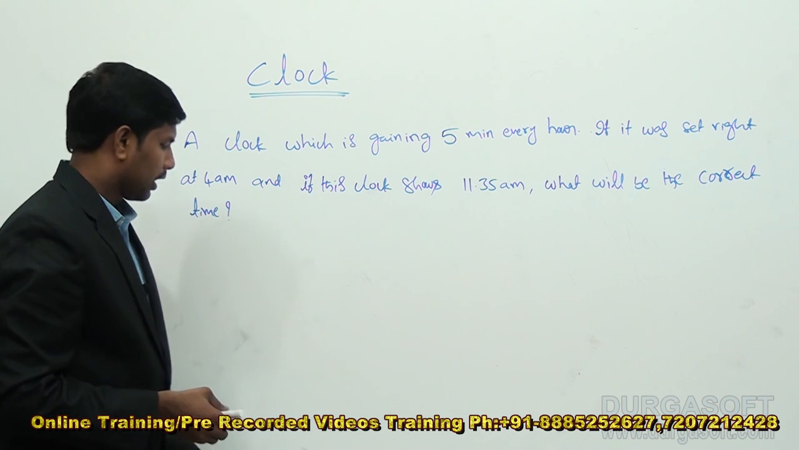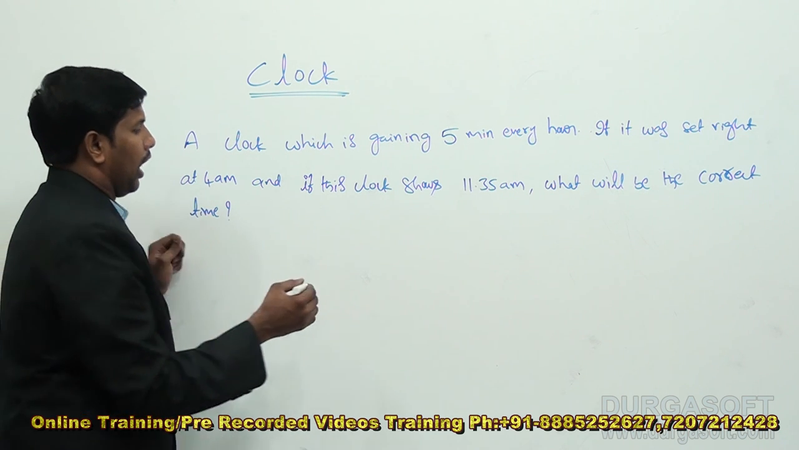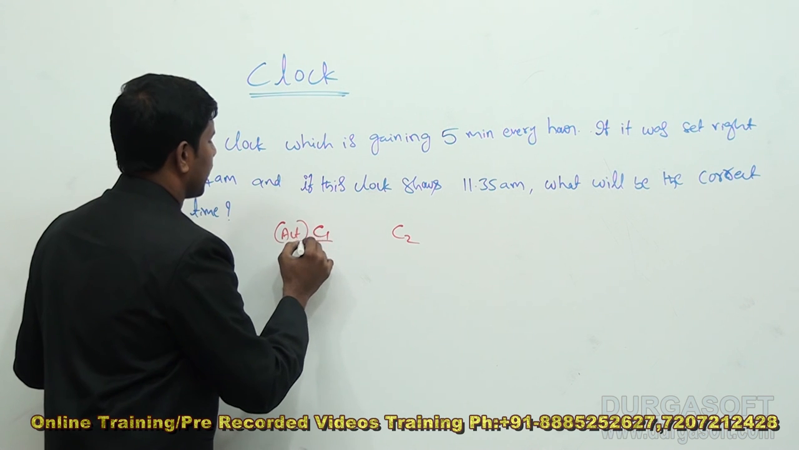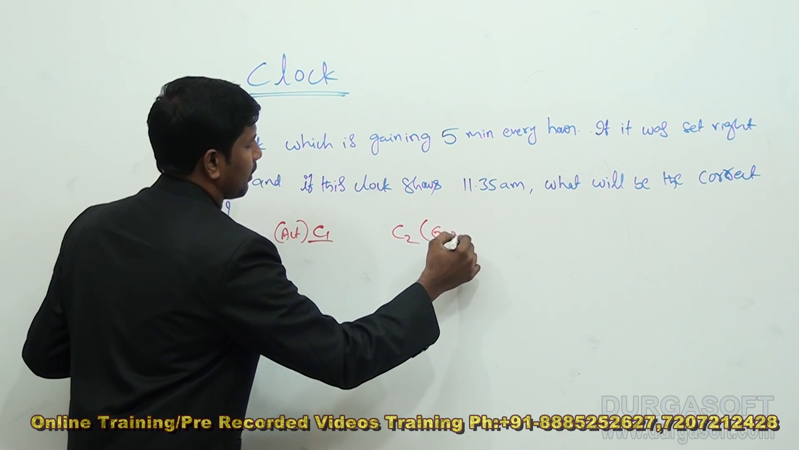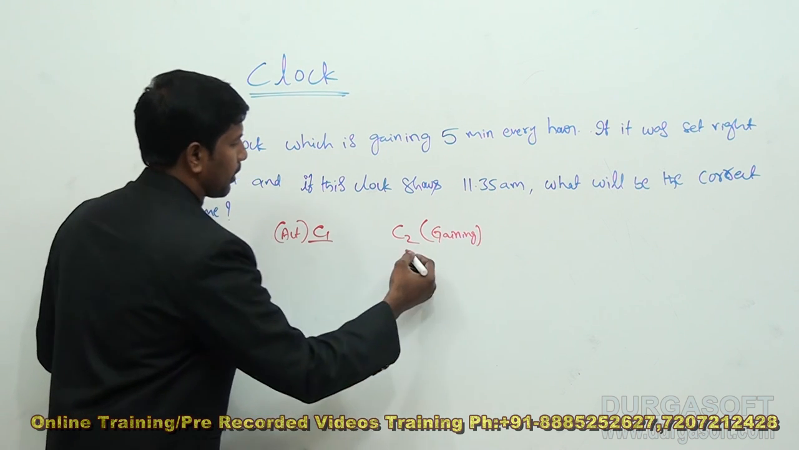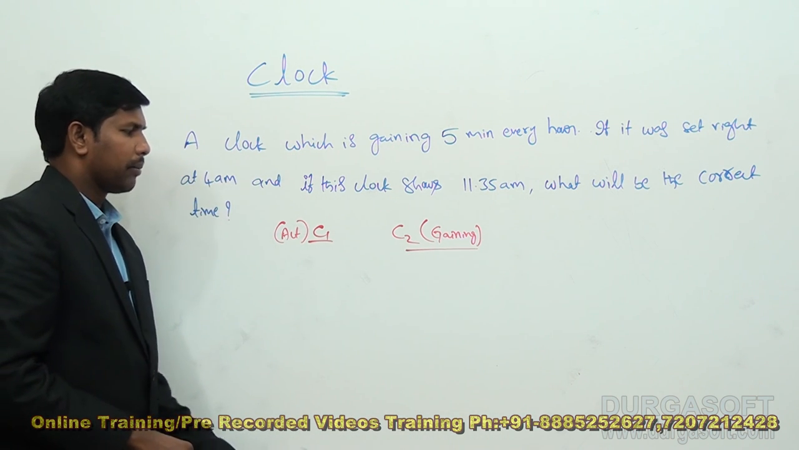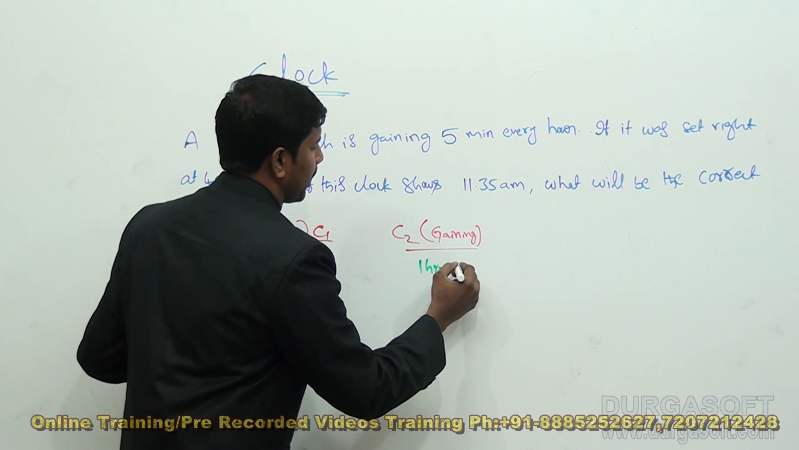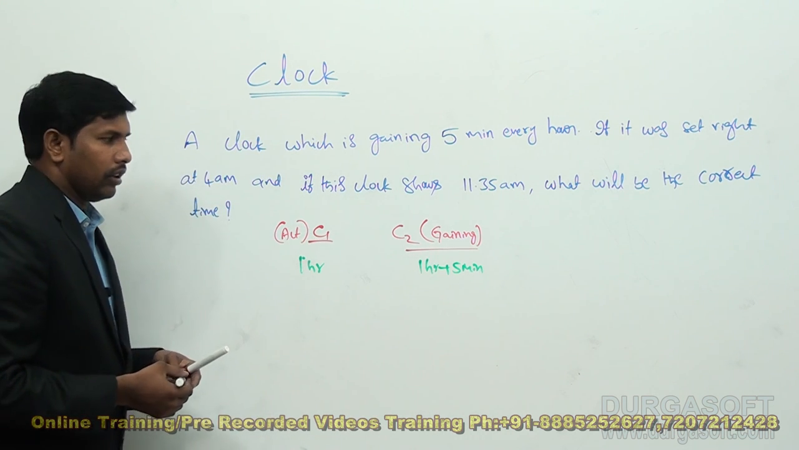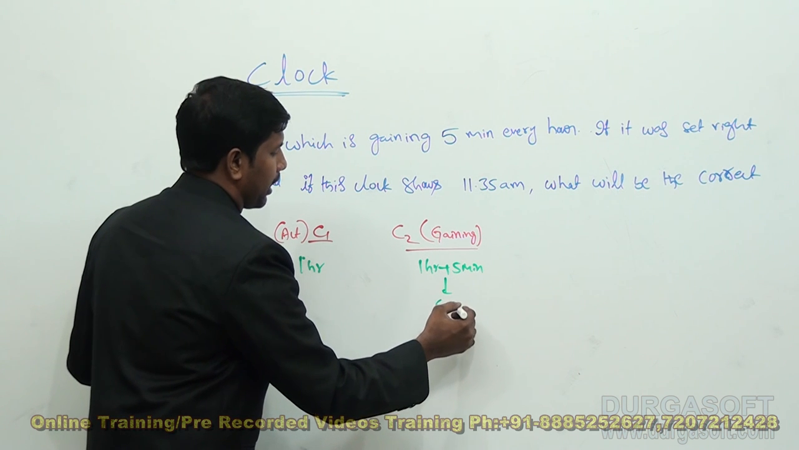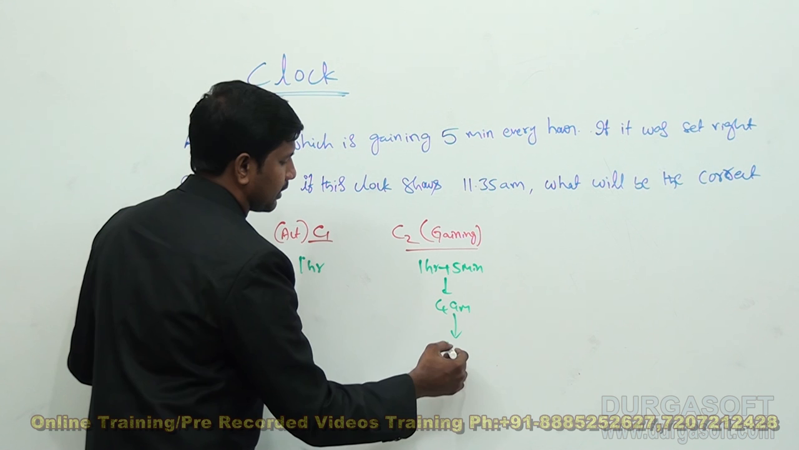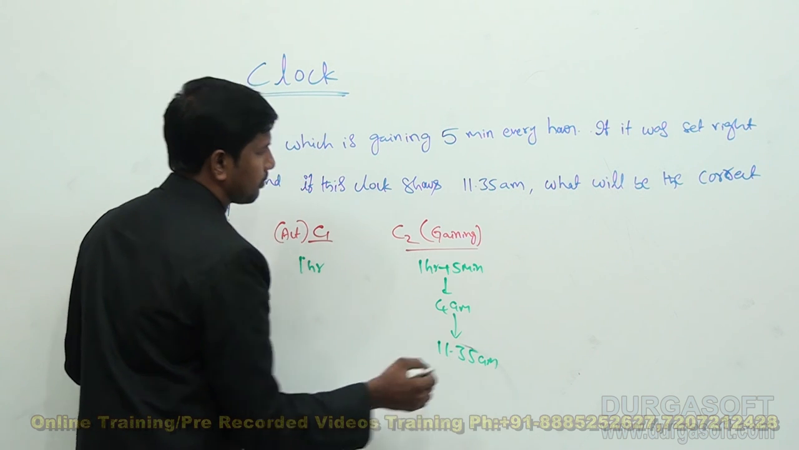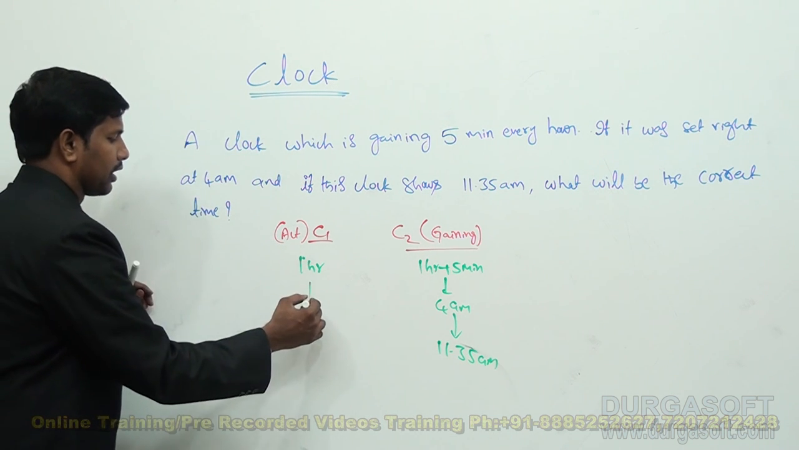Now let's see what are the given points here. Actually two clocks we are having, C1, C2. One is the actual or the correct clock, and the other is the gaining clock. So here what is happening is, whenever the actual clock is showing 1 hour, this clock shows 1 hour plus 5 minutes. Now it was set right at 4 a.m. and they observed the time in this clock as 11:35 a.m. Now we want the time in the correct clock.